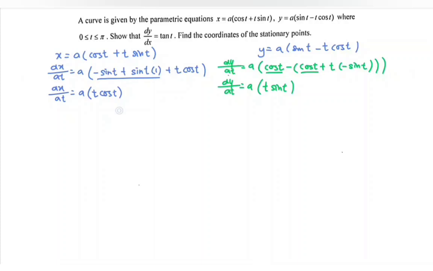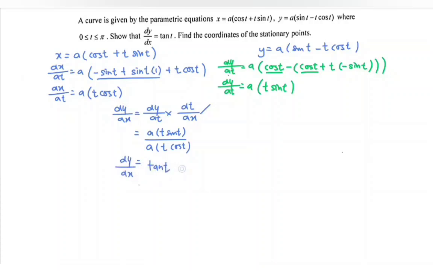Next, find dy/dx. So dy/dx is equal to dy/dt multiplied by dt/dx. Kindly substitute. Here we have a bracket t sine t over, because we have to flip it, dt/dx, so a bracket t cos t. If we simplify, dy/dx would be sine over cos, which is tan t. So we have already shown the given situation.